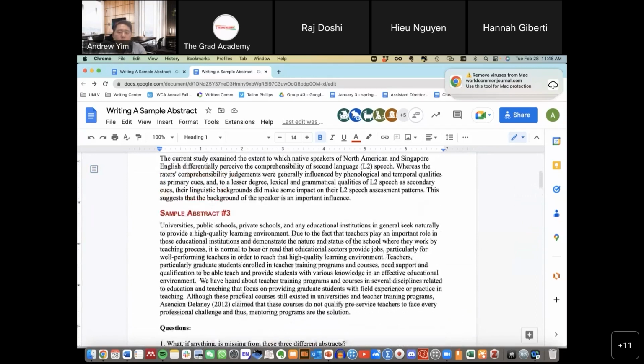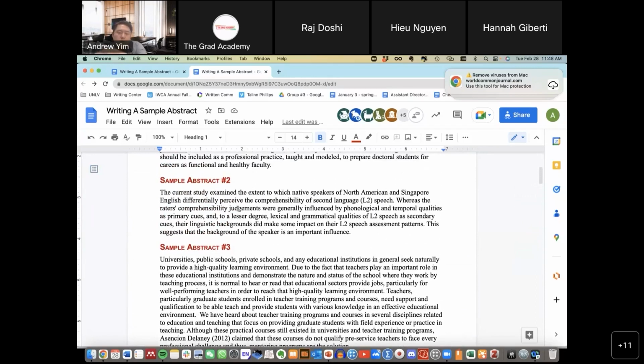For sample two, it says the current study examined the extent to which speakers of North American and Singapore English differentially perceive the comprehensibility of second language speech, whereas the raters' comprehensibility judgments were generally influenced by phonological and temporal qualities as primary cues, and to a lesser extent, lexical and grammatical qualities of L2 speech as secondary cues. Their linguistic backgrounds did make some impact on their L2 speech assessment patterns. This suggests that the background of the speaker is an important influence. This one is definitely more L2 writing English, but you can do the same for abstract 2.